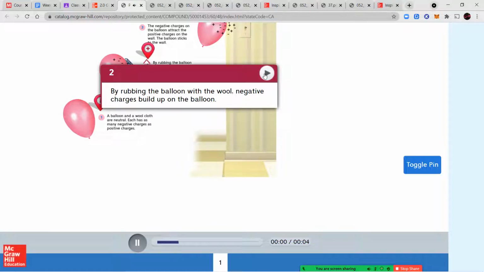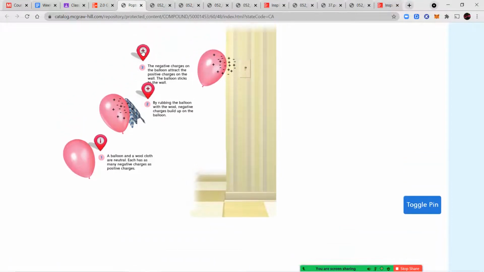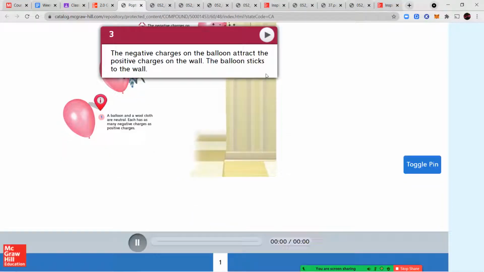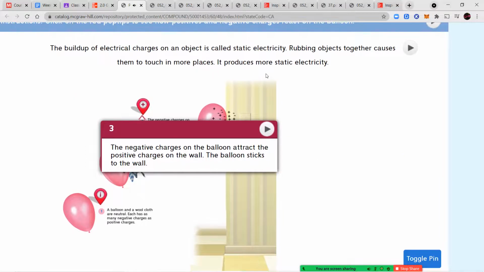By rubbing the balloon with the wool, negative charges build up on the balloon. The negative charges on the balloon attract the positive charges on the wall. The balloon sticks to the wall.